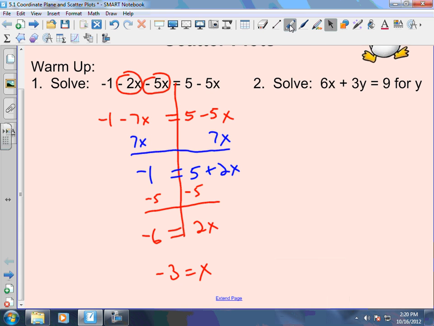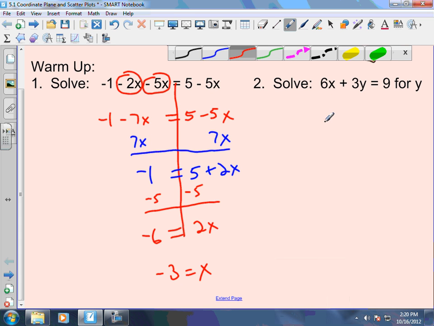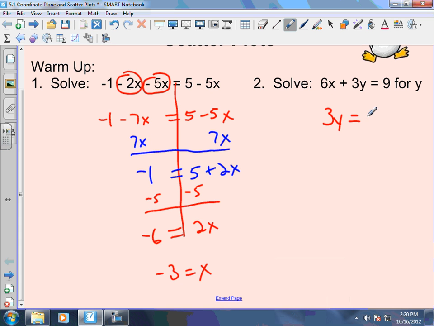Number 2, I'm solving for y. 3y equals negative 6x plus 9. I subtracted 6x from both sides. Divide everything by 3. y equals negative 2x plus 3.